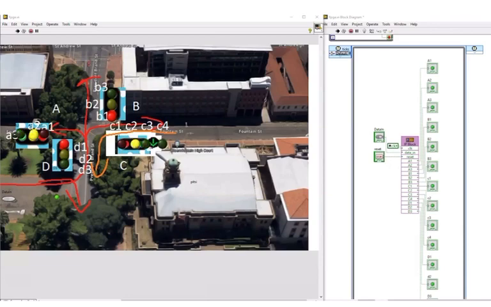On state number 4, A and C are yellow for 2 seconds, which is A2 and C2 equal to 1. B and D are red, meaning B1 and D1 are equal to 1. Then the rest have to be off.